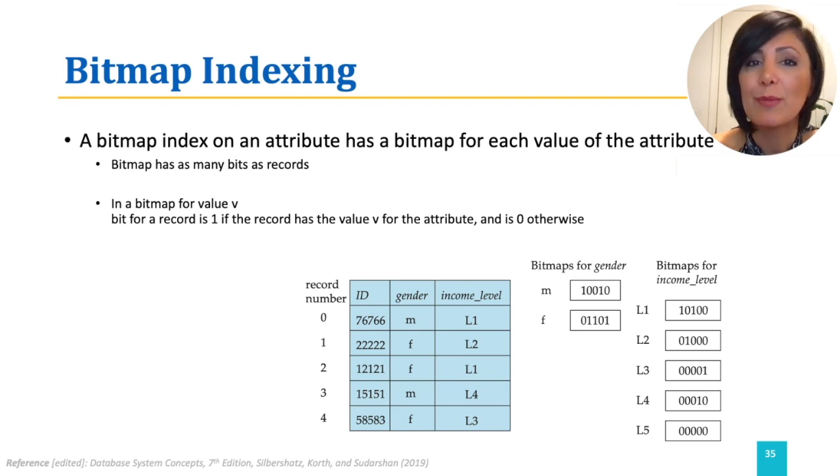Bitmap indexes are helpful for queries on multiple keys because they can provide an easy means to perform operations such as union and intersection. For example, if we query the sample relation selecting where gender is F and income level is L2, the intersection of the bitmap for gender F, which is 01101, and income level L2, which is 01000, provides 01000, which helps in finding record number 1 satisfying the query easily.